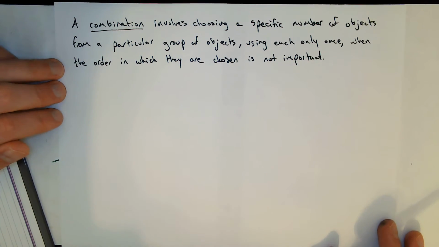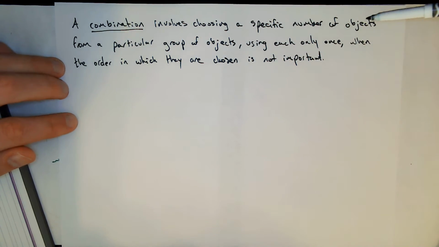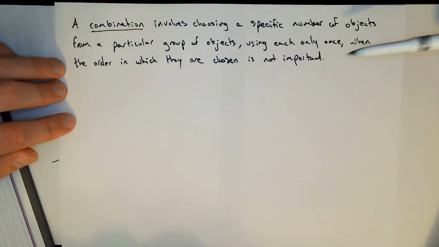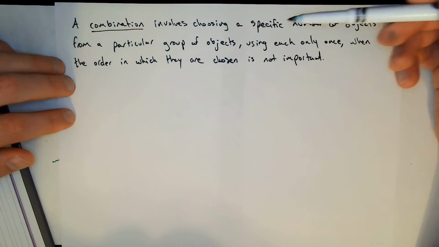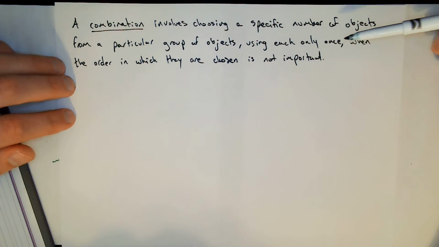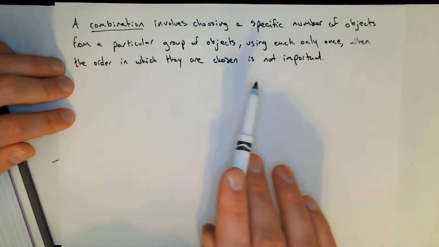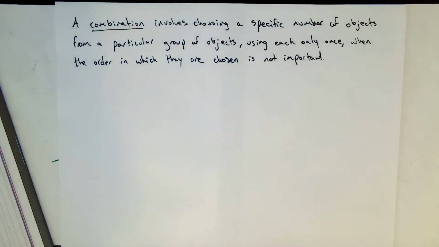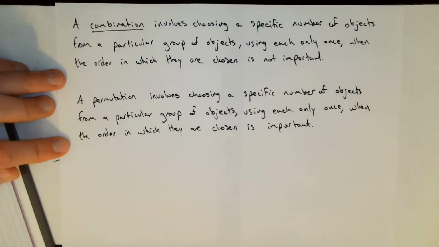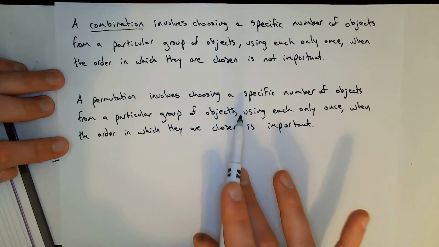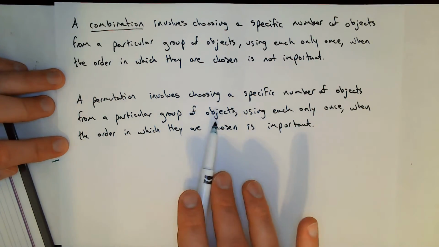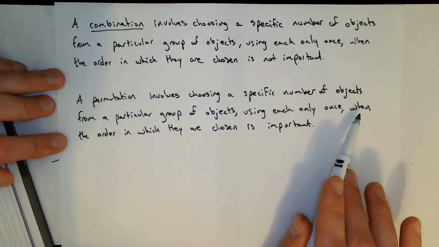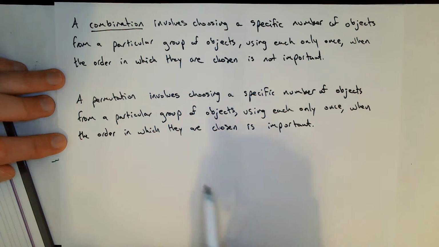All right, a combination involves choosing a specific number of objects from a particular group of objects, like picking 3 toppings from a group of 15 toppings, using each only once, so that's a critical defining feature here, when the order in which they are chosen is not important. That is arguably the most important defining feature of a combination. A permutation involves choosing a specific number of objects from a particular group of objects, using each only once. So far exactly the same as combination, but here's where they are different: when the order in which they are chosen is important.